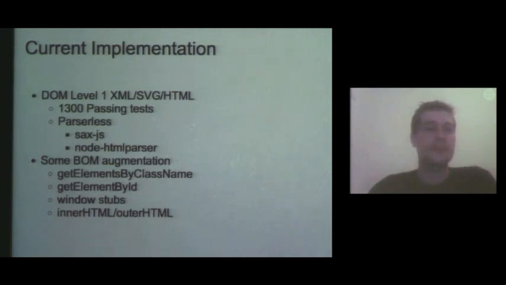We also have some browser augmentation. In order to get things like Sizzle or jQuery running on the DOM, we have to provide methods like window.owner, window.self, location, and all these other things. Get elements by class name, by ID. If you use Node HTML parser, jumping back to that really quick, sorry.